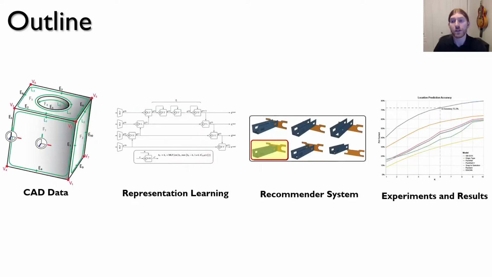So I'm going to talk about 4 things today. First, I'll tell you about the structure of CAD geometry and mates, and the dataset we have collected for assemblies. Next, I'll discuss our new representation learning strategy for CAD data. Third, I'll tell you about an application for this representation learning, a recommender system for CAD mating, and finally, I'll discuss our experimental evaluation of the system.